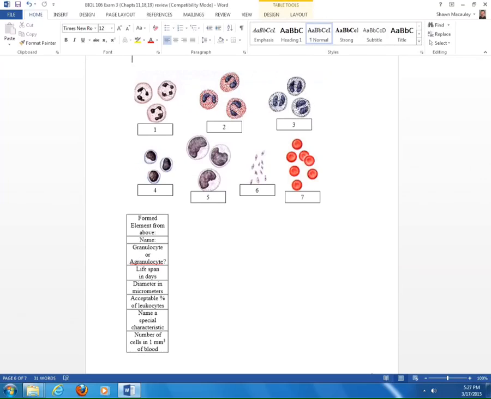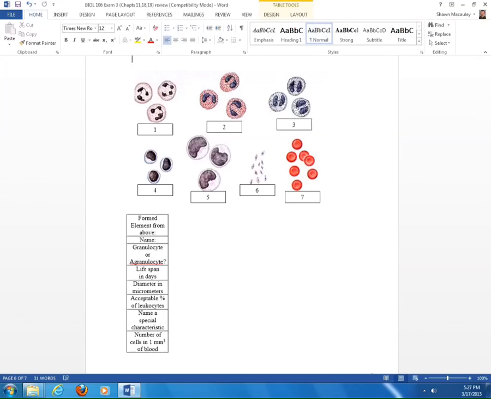Eosinophils, 2 to 4%. And the basophils, their numbers are in the basement. They are less than 1%. The lymphocytes, 25 to 33 or somewhere in that range. Like 1/4 to 1/3 of your cells should be lymphocytes. And then monocytes are 3 to 8%.